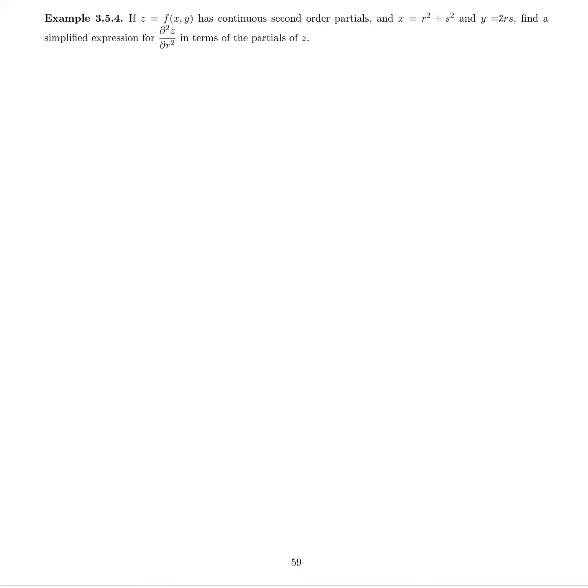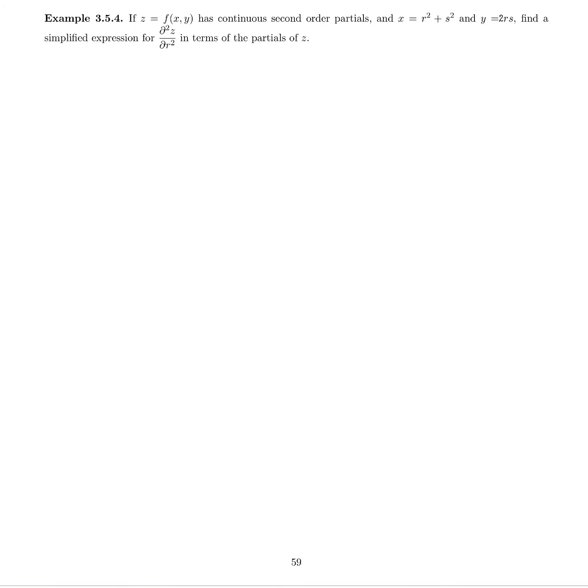In this video, we're going to do example 3.5.4, where we're going to use the chain rule to find second order partials. So if z is f of x, y with no formula given, has continuous second order partials, and x is r squared plus s squared, and y is 2rs, we're asked to find a simplified expression for ∂²z/∂r², which is a second order partial in terms of a variable r, in terms of the partials of z because there's no rule given for z.